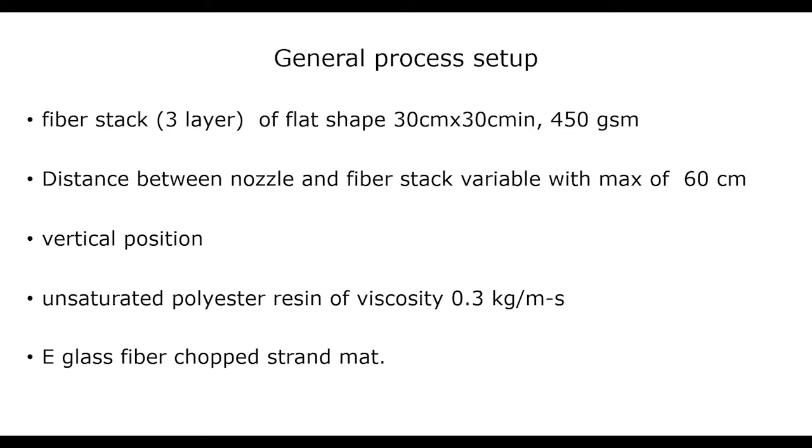So the general process setup is a fiber of 3 layers, a stack of 3 layers, with a shape of 30 centimeter by 30 centimeter. And the type of fiber is 450 GSM, or 450 grams per square meter. And the distance between the nozzle and the fiber stack is about 0.6 meters. And the position is vertical. Actually, this is the most difficult position in the composite or fiber reinforced plastic manufacturing process. So just challenging the difficulty will make the process easy for the other setups.